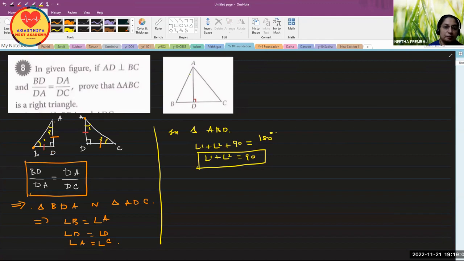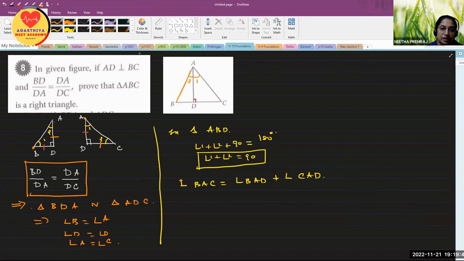So according to this, this is 2. This is 1. So from the figure, you can write this way, not this way. Angle BAC is equal to angle BAD plus angle CAD, isn't it, guys? See, angle BAC.